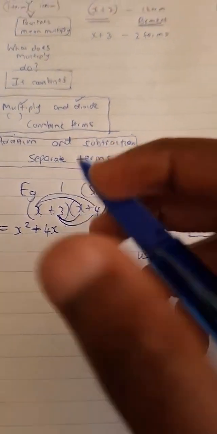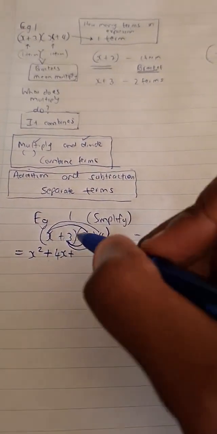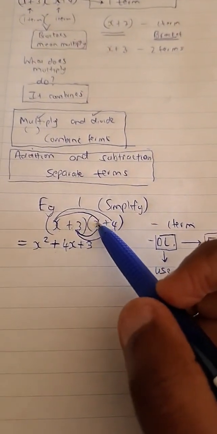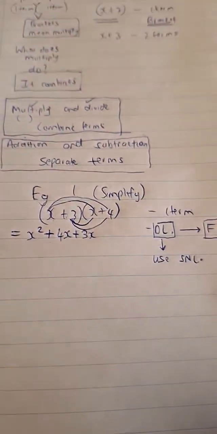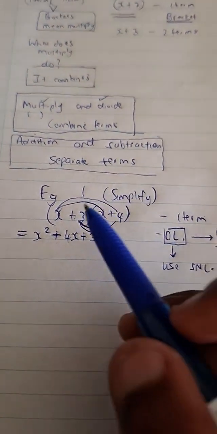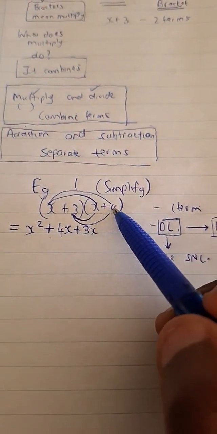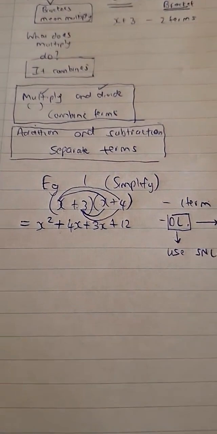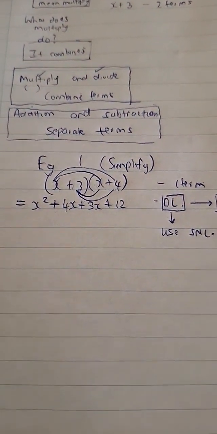A positive times another positive gives us a positive. 3 times the coefficient of x, which is 1, gives us 3, and then the x next door to the 3 is combined. Then lastly, positive 3 times positive 4. Positive times a positive is a positive. 3 times 4 is 12. There's no letters, so that's perfectly fine.